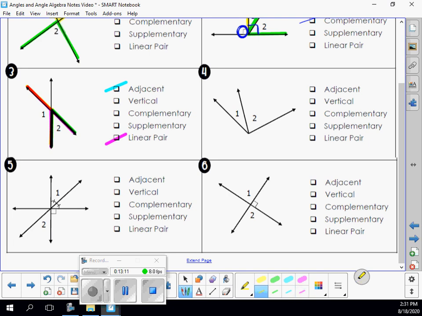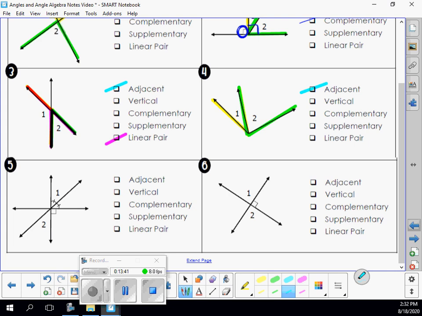On number 4, if I trace angle 1 and then trace angle 2, did I trace a bar for both? Yeah, the middle one. So they must be adjacent. Therefore, by definition, they cannot be vertical. I see no indication of how much those equal or any right angle marks, so I can't look at supplementary or complementary. Do those 2 angles together form a line? No such luck. So just adjacent there.